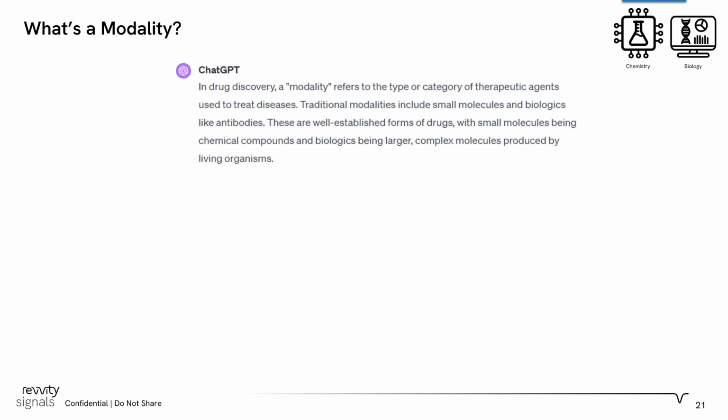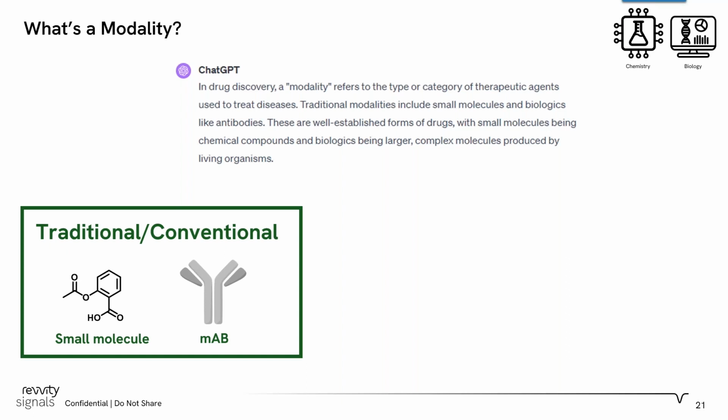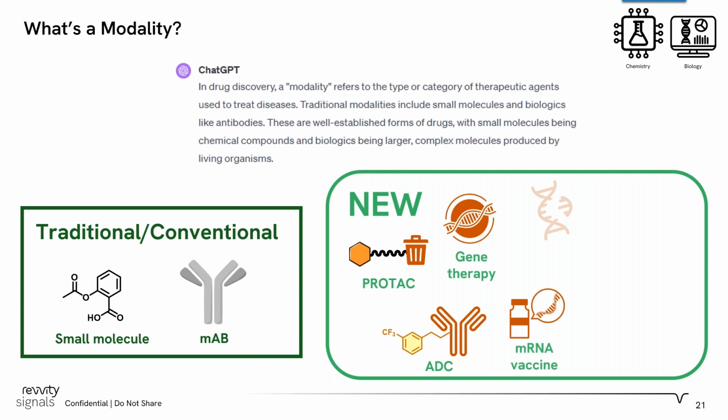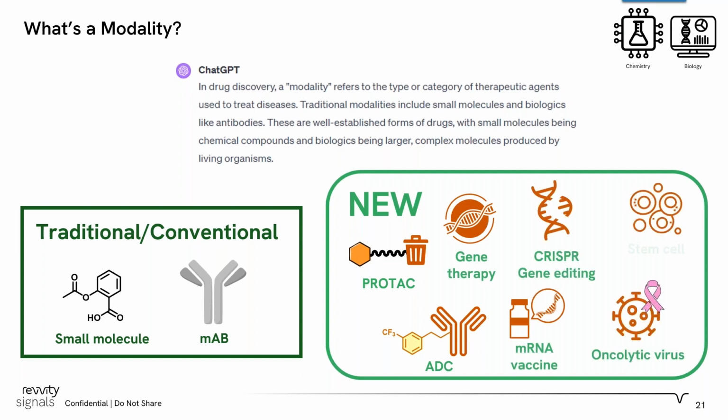It's a term that you may already be using yourself, but you may see more and more in the literature. There are two types of modalities, what are called the traditional and conventional modalities. So the small molecule therapeutics, monoclonal antibodies for biological therapeutics, and the new ones that are emerging, and there are plenty of those. But if you think about PROTACs, antibody-drug conjugates, gene therapy, mRNA vaccines, and CRISPR, and stem cell, and oncolytic virus.